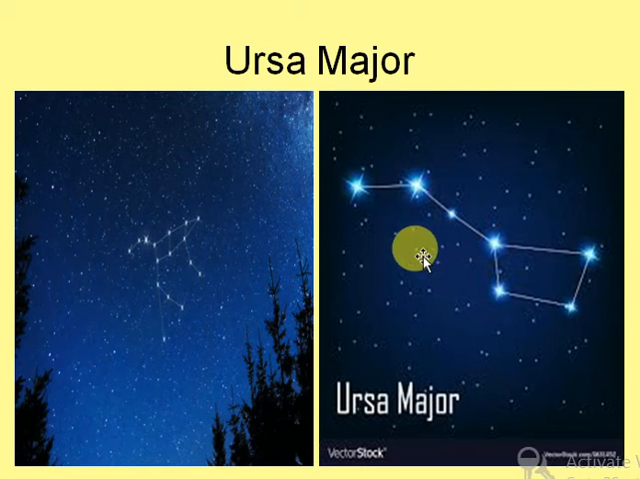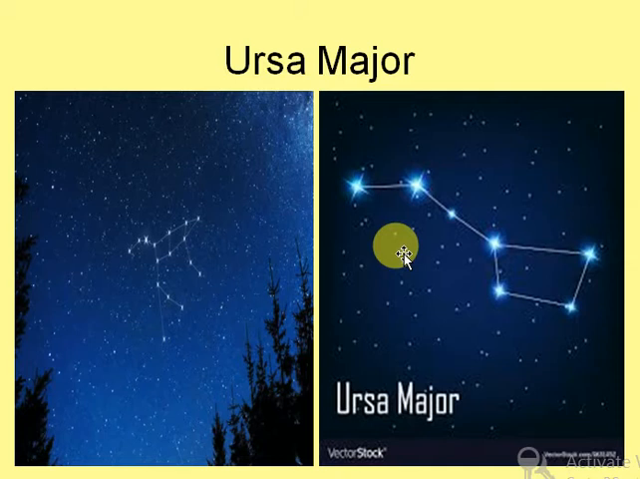The 2 stars at the end of this constellation are called pointers. They always point towards the pole star or the north star. In India it is called the Dhruv Tara. So we normally call it Dhruv Tara.